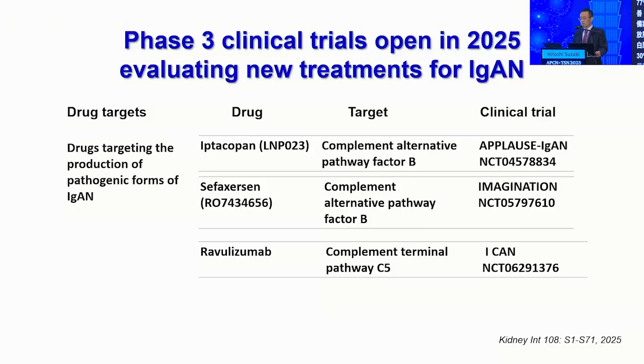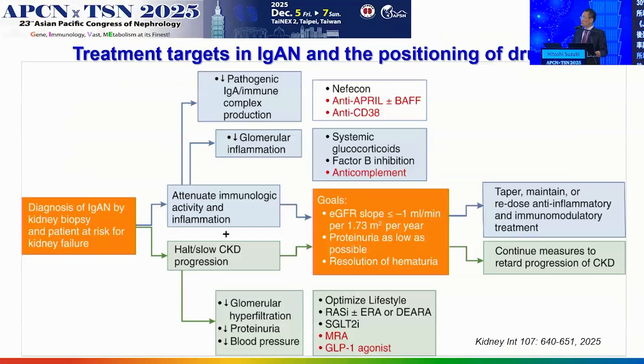So these are the phase 3 clinical trials concerning complement inhibitors. Those of iptacopan and the other agents, including ravulizumab, are ongoing. We would expect the efficacy and also safety data from these phase 3 trials. This is a summarized data slide: the treatment target in IgA nephropathy and the positioning of drugs.